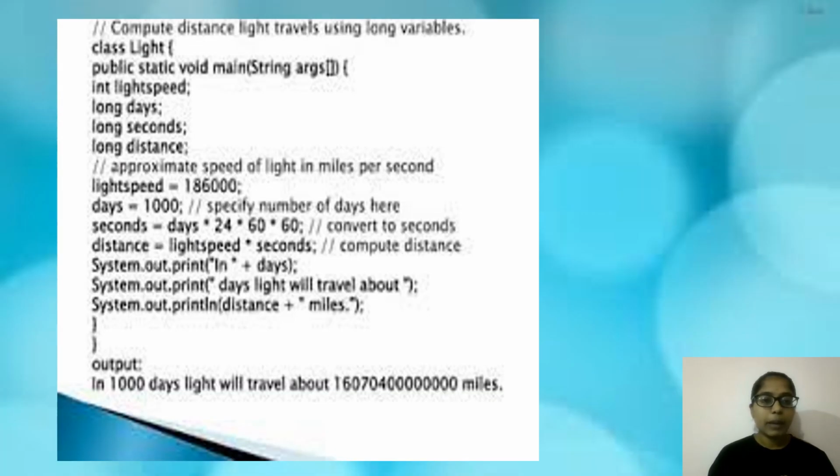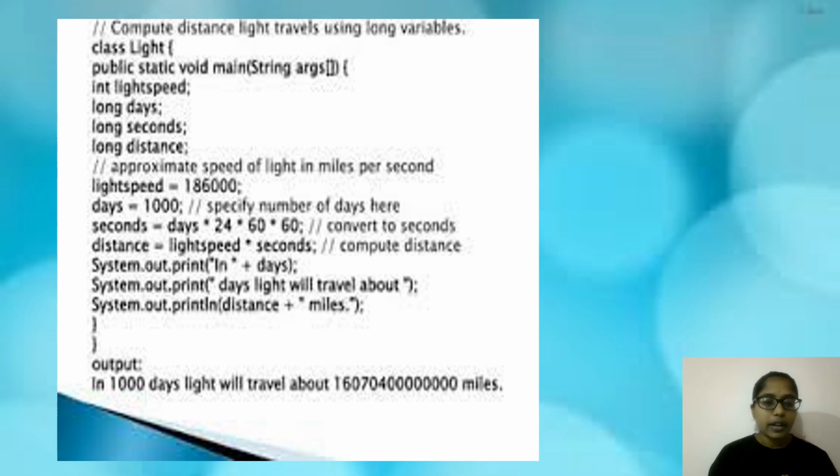Here is a program to compute the distance that light travels using long variables. Class is a keyword and Light is the class name. Public static void main, String args. We are declaring long variables: lightspeed, days, seconds, and distance. Light speed is 186,000. Days is 1000, where we specify the number of days. Seconds are calculated by days times 24 times 60 times 60, and distance is calculated by light speed times seconds.